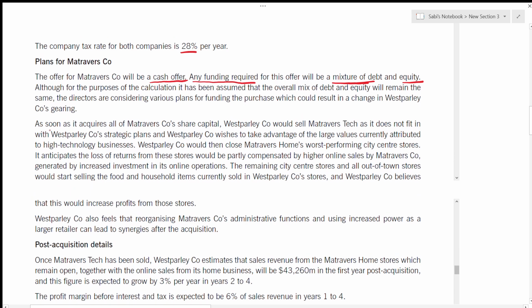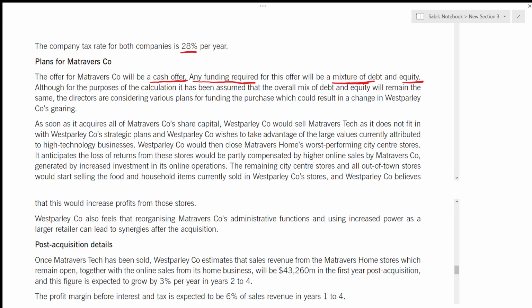As soon as it acquires all of the Matt Raver company share capital, Westphal would sell Matt Raver Tech as it does not fit in with the Westphal strategic plans. Okay, so after they acquire, what is the plan? Westphal wishes to take advantage of the large values currently attributed to the high technology business. In the beginning itself, we told that the high tech industry has been valued very highly. So Westphal wants to take advantage of this high value. If they sell it, they know they can get high values now.